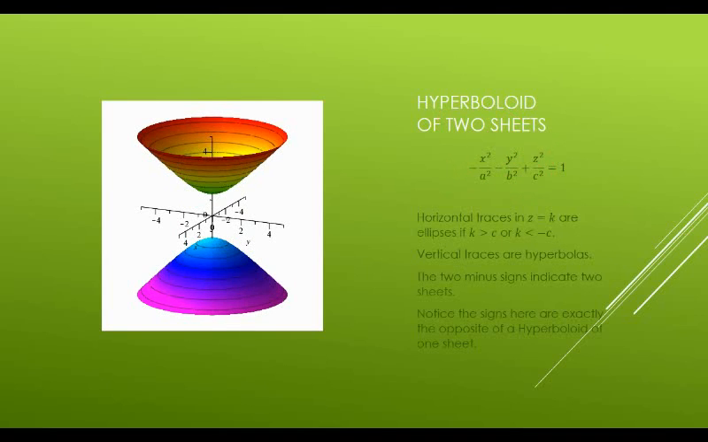A hyperboloid of 2 sheets is exactly the same thing, except you notice on the left-hand side the signs are reversed from before. Still equals 1 though. This is called 2 sheets because it ends up deleting sort of the inside, and you end up with 2 different distinct pieces of the graph. And it's the 2 minus signs that actually give away the fact that this is a hyperboloid of 2 sheets.